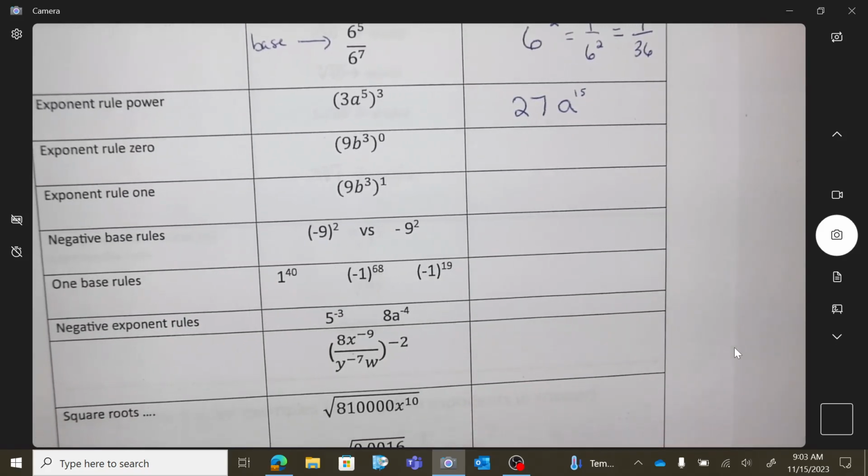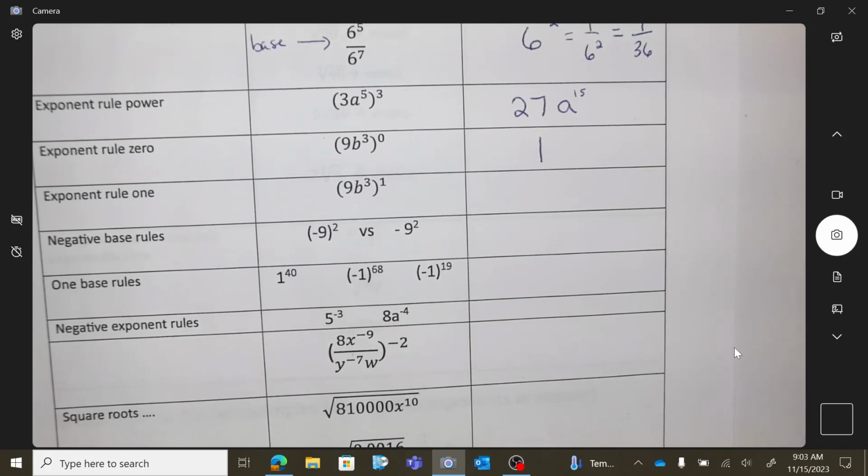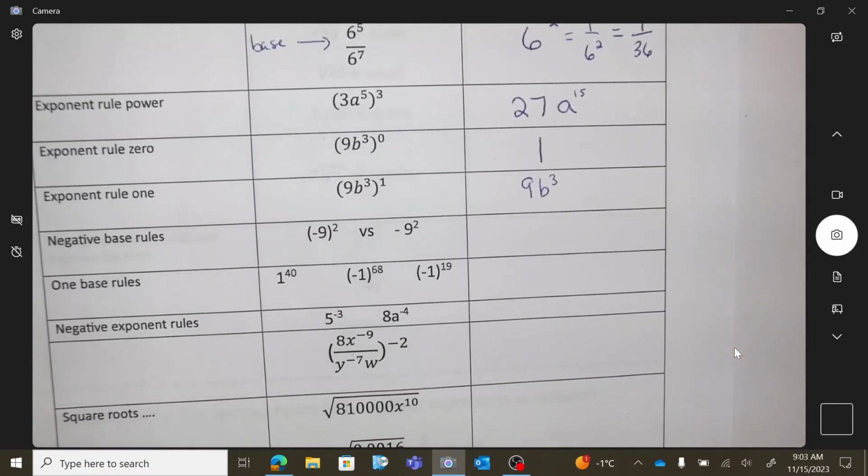Okay, the exponent 0 rule. So anything, no matter what, to a 0, 1. The 1 rule, anything to a 1 is itself.